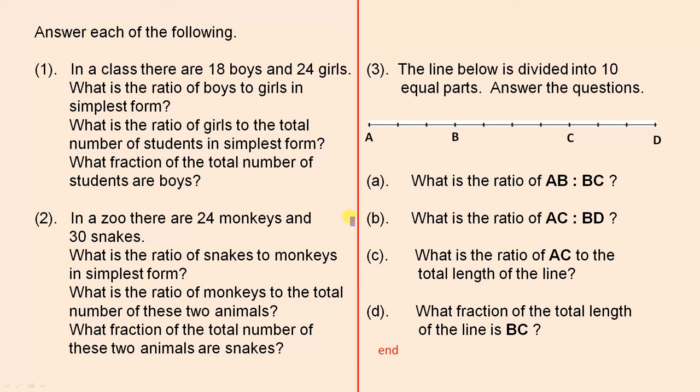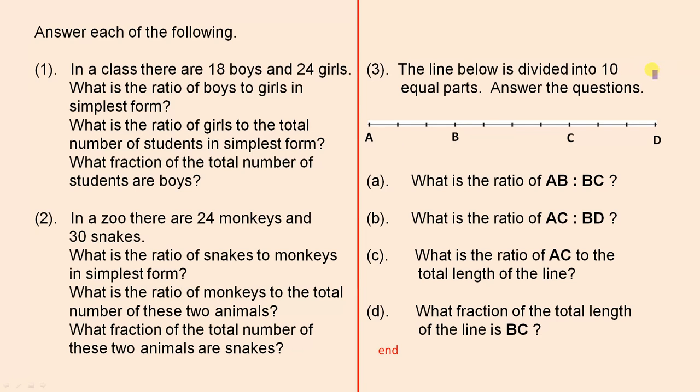Number 2, in a zoo there are 24 monkeys and 30 snakes. What is the ratio of snakes to monkeys in simplest form? What is the ratio of monkeys to the total number of these two animals? And what fraction of the total number of these two animals are snakes?